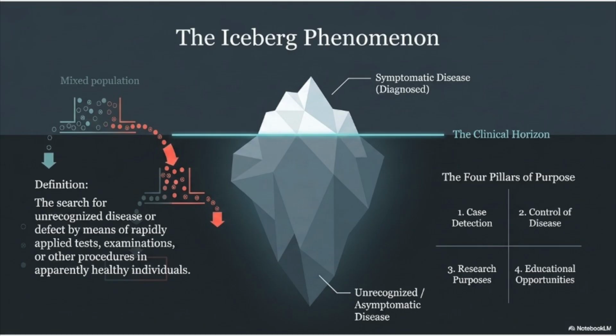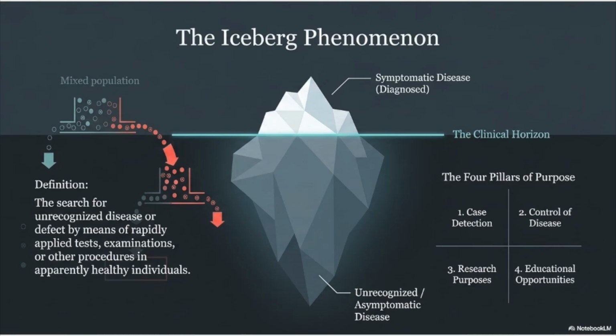So let's begin. One of the most useful concepts in public health is the iceberg phenomenon of disease. Imagine an iceberg floating in the ocean. Only a small portion is visible above the water, while a much larger portion remains hidden underneath. Disease behaves in a very similar way.